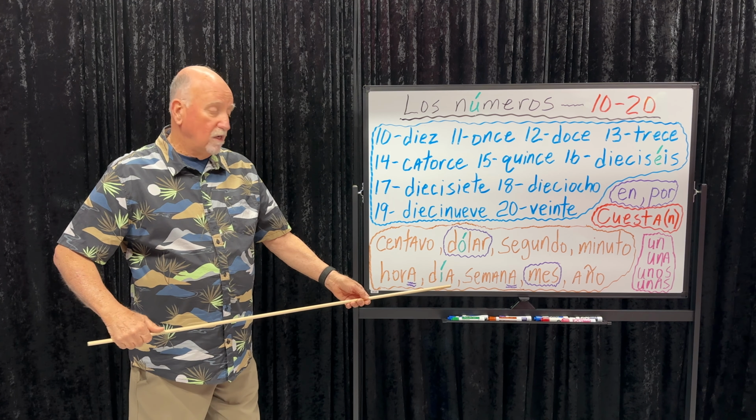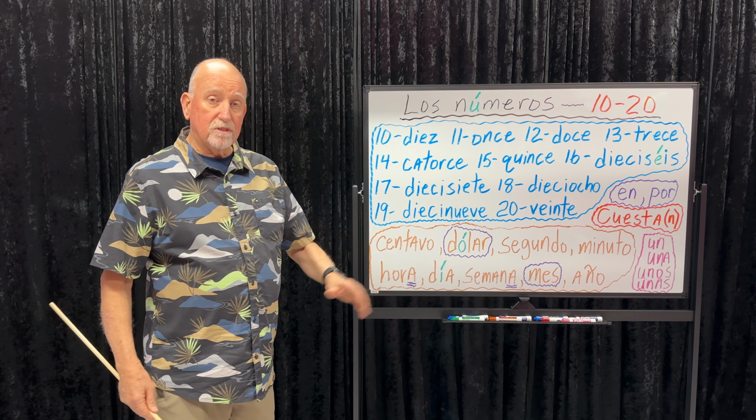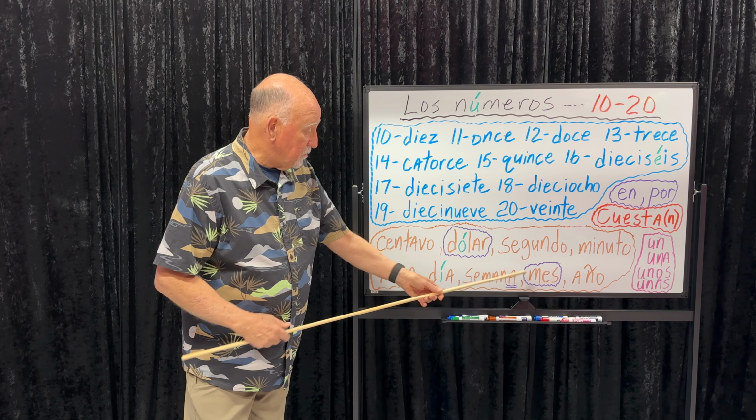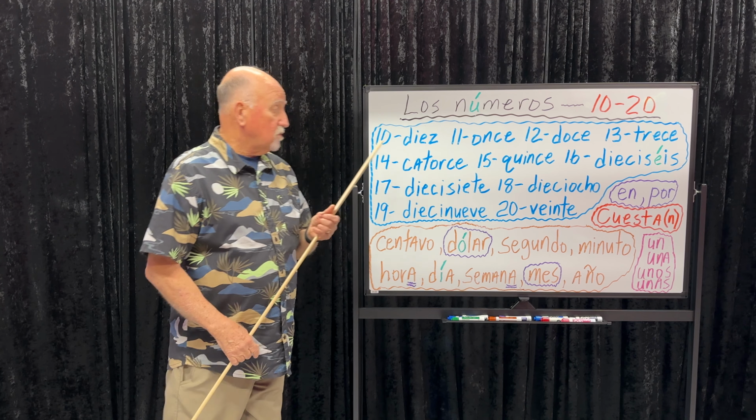Remember, how do you make words plural in Spanish? Nouns. If they end in a vowel, you simply add S. If they don't end in a vowel, like dólar and mes, you add ES. Dólares and meses. All right, let's go over it one more time.